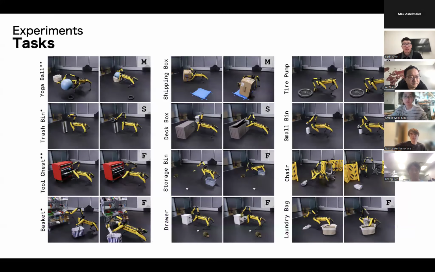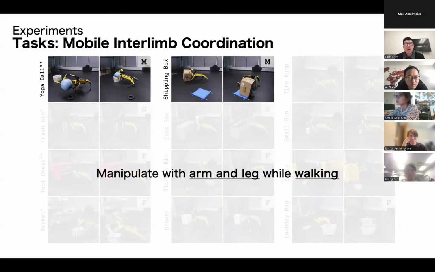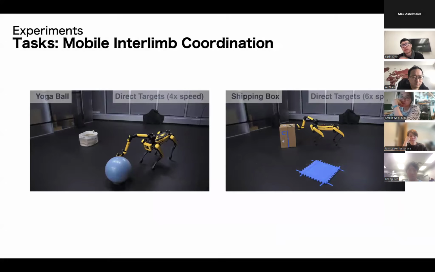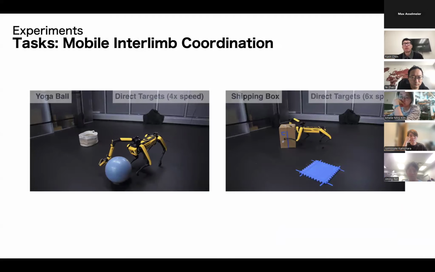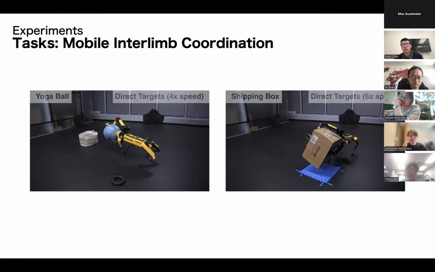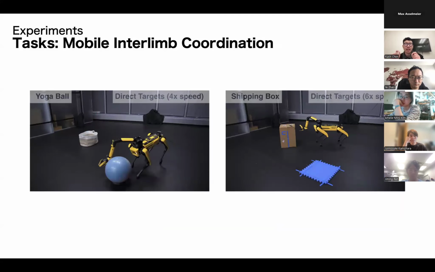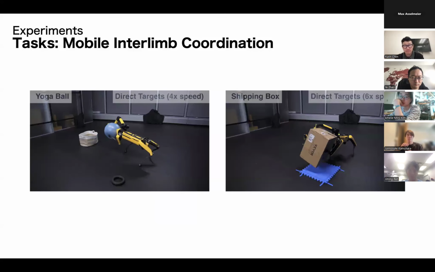Right. So we validate the whole system with 12 different tasks. We grouped them into 3 categories. The first category is called mobile interlimb coordination, which means the robot has to do manipulation with both arm and leg, and also keep walking. Here are 2 examples. You can move the yoga ball from one place to another, or a shipping box. The shipping box is more challenging because it is a rigid body. If we have a slight offset on the contact point, it can't actually lift up the box. The box will just tilt down.